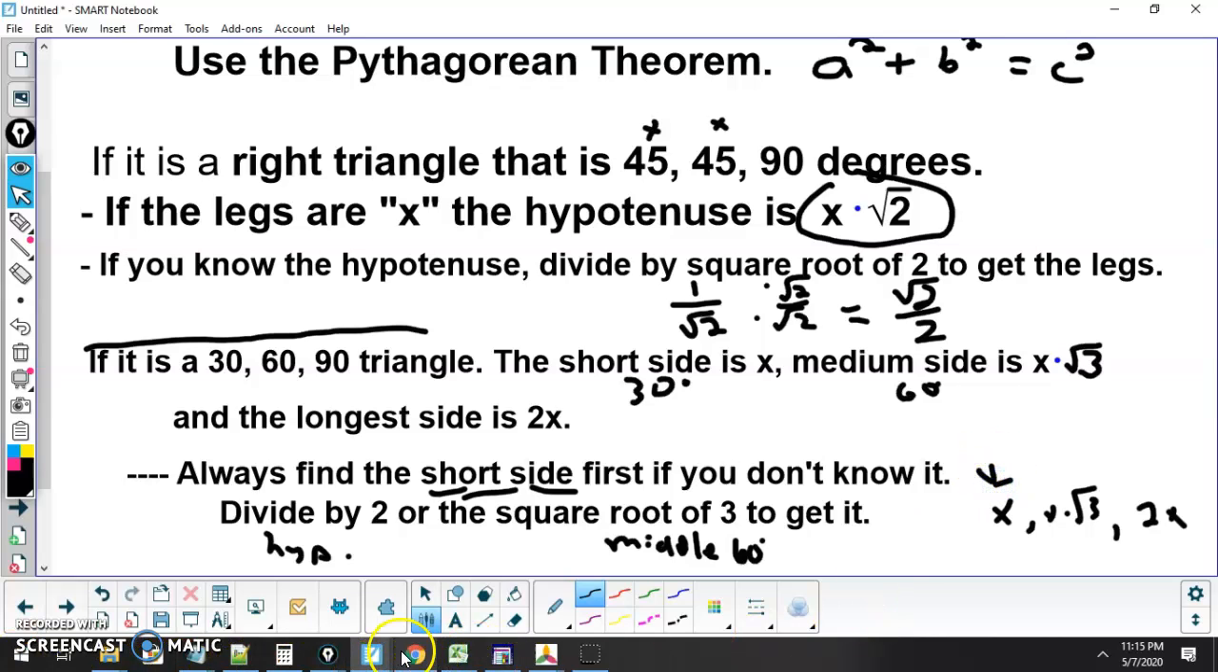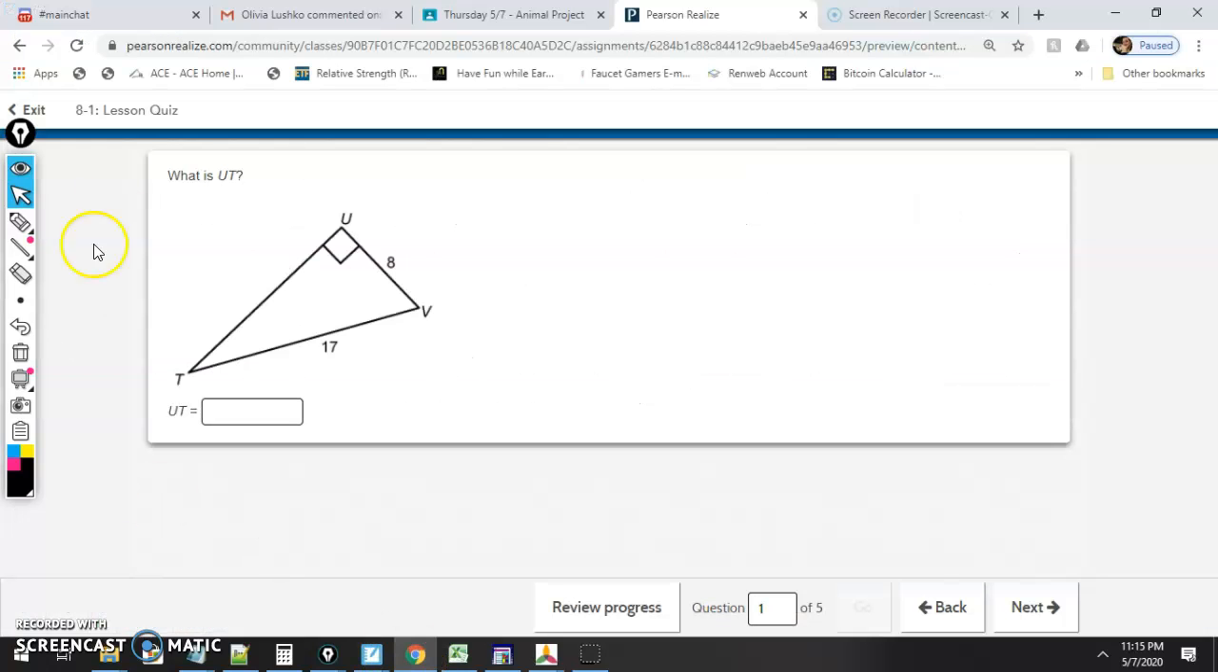All right, now let's go over the problems on your test and check these out here. All right, so what can you use on this one? Well, I don't see any angles labeled except for 90 degrees. So the only thing you can use on this one is the Pythagorean theorem. All right, so do you have A, B, or C?